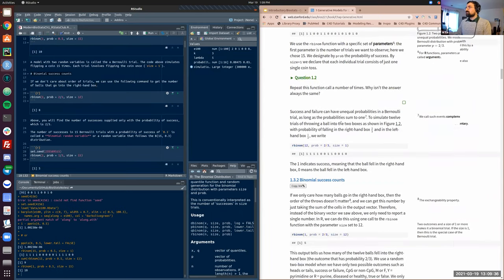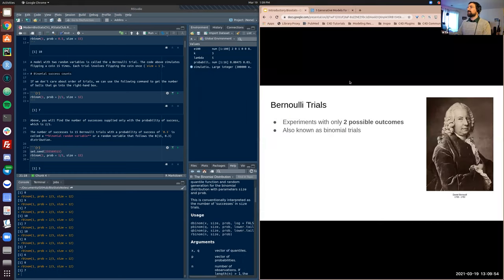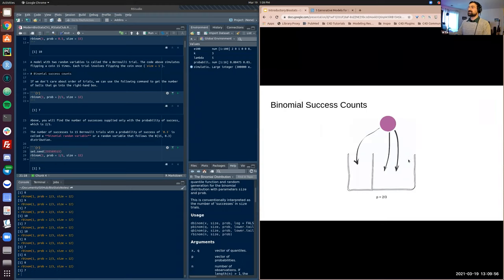So here we can do the same thing. 12 trials with a 2/3 probability of success. We're not going to get the same result every single time, but this is another way of getting the same thing we just demonstrated. One way that the book talks about imagining this is like a box where the ball falls into one compartment 1/3 of the time, whereas it falls into the other compartment 2/3 of the time.